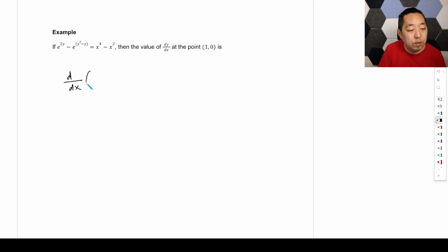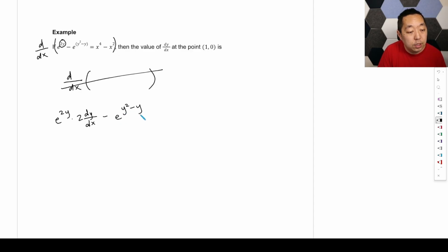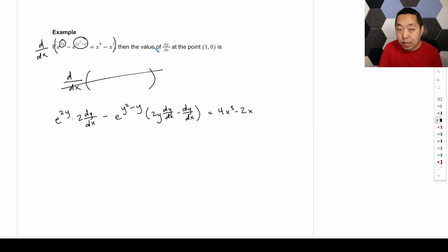So we're going to take the derivative of both sides here. So d/dx of both sides. And so e to the 2y, the outer function is exponential, so it's e to the 2y, then times the derivative of the inner function, which is 2 dy/dx, right? Minus exponential still y squared minus y. Then the inner function is y squared minus y. The derivative of that is 2y dy/dx minus dy/dx. Okay? And then that's equal to, and then derivative of this side is going to be 4x cubed minus derivative of x squared is 2x. Okay, so both left and right sides we take the derivative.